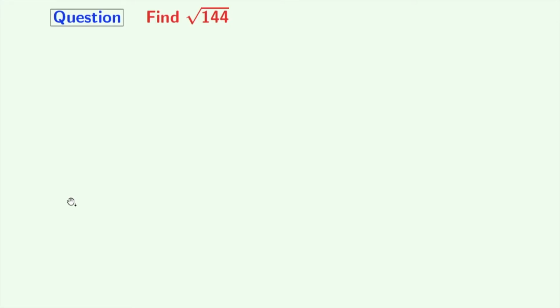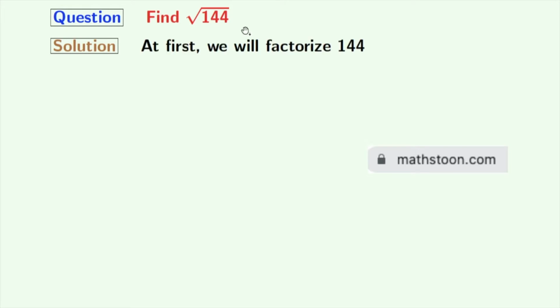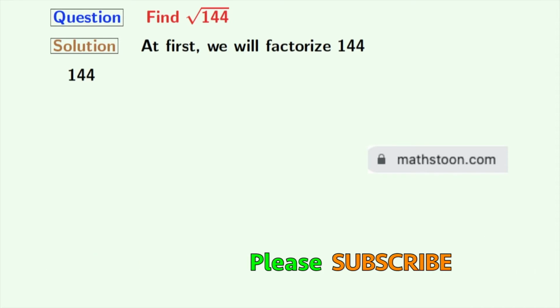Today we will learn to find the square root of 144. Let's start. Firstly, we have to factorize 144. See that 144 is an even number. So we have 144 is equal to 2 times 72. In the same way, 72 is equal to 2 times 36.